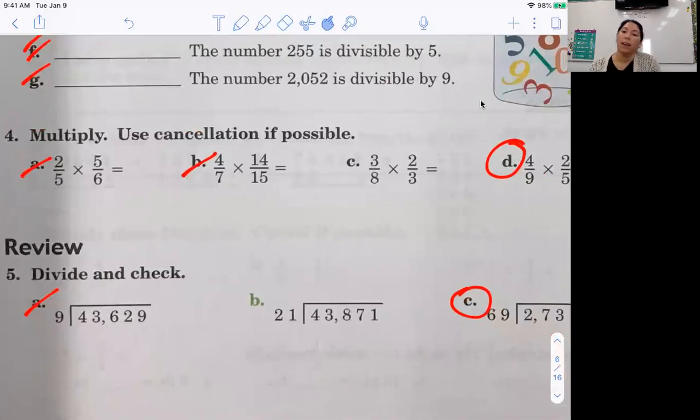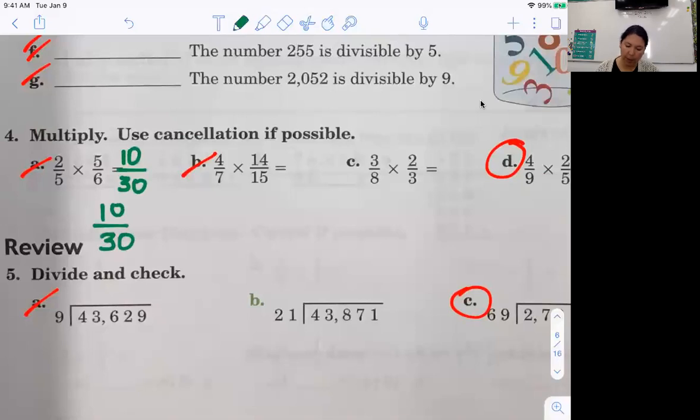Now, here's another thing. The test is going to have us do multiplying fractions, but it's not going to do cross cancellation because we just learned that this week. That's too brand new. Okay, so what we're going to do is just multiply tops times top, bottom times bottom. 2 times 5 is 10. 5 times 6 is 30. Now, if I can reduce 10/30ths, I'm going to do that.